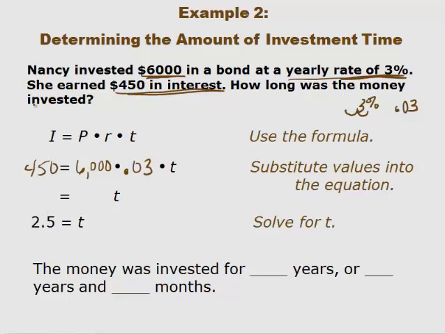How long was the money invested? So we're looking for the time here. Our unknown is our T. So we take 450, we multiply 6,000 by 0.03, we get 180, divide both sides by 180, and you'll see that our T equals 2.5. So the money was invested for 2.5 years, or 2 years and 6 months, because 6 months is half a year, which is what 0.5 is.